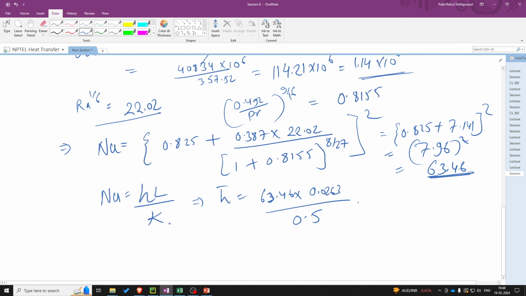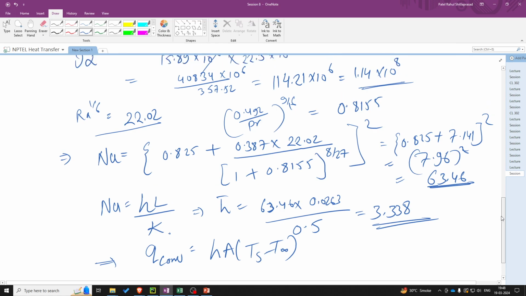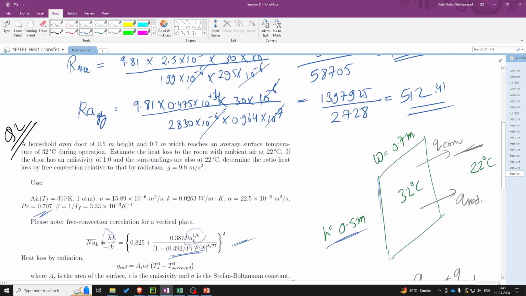So this value comes around 3.338. So the value of the convective heat transfer coefficient is 3.338. And now, in order to find the convective heat transfer rate, this Q convection, we can write this as hA(Ts minus T infinity). So the area is 0.5 into 0.7 and delta T was around 10.